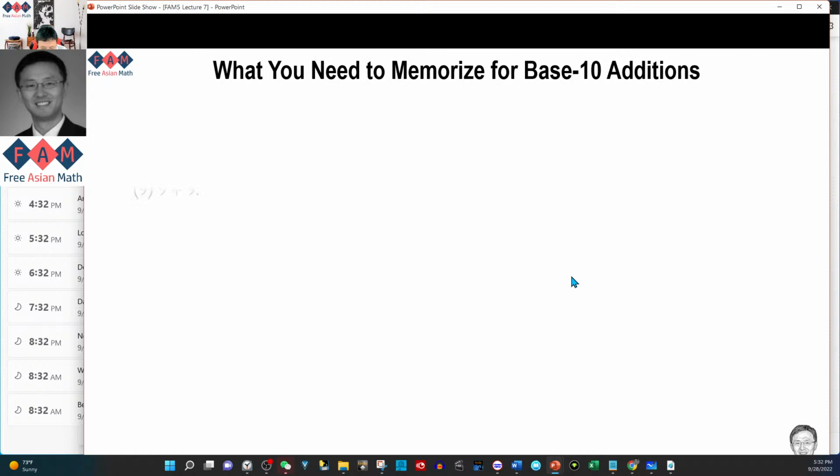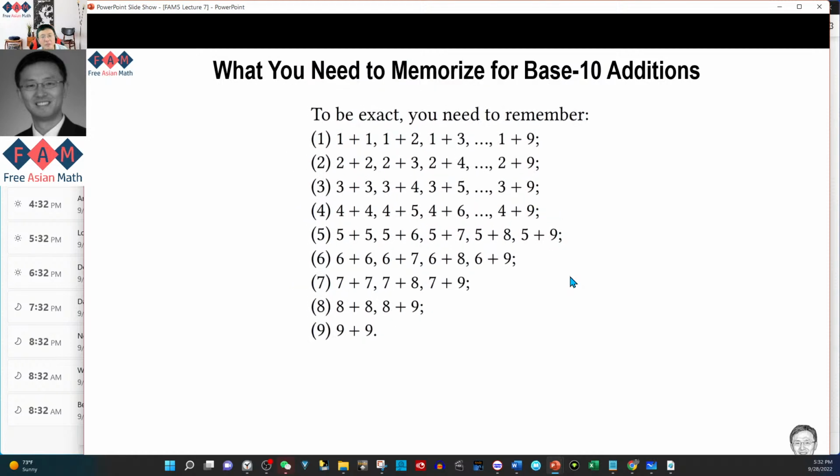Because without doing that, you cannot perform the vertical addition algorithm. If you choose not to, your addition will become extremely painful. Every time I don't remember what 4 plus 5 is, I need to count with my fingers, starting from 4, 5, 6, 7, 8, 9. Oh, that's 9. BS, right?